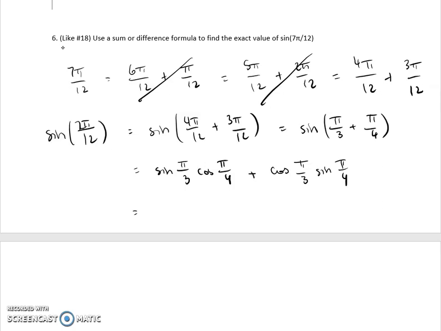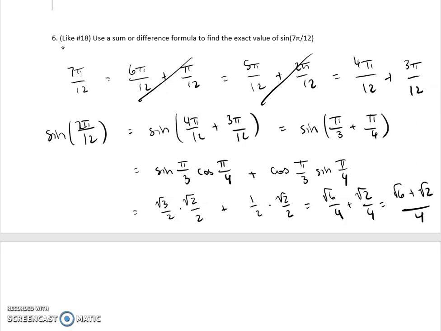So at pi over 3, sine is square root of 3 over 2. Cosine is square root of 2 over 2 at pi over 4. Cosine at pi over 3 is 1/2. And sine at pi over 4 is square root of 2 over 2. So putting this together, we're going to get square root of 6 over 4, and we're going to get square root of 2 over 4. And we can put that together, common denominator, as square root of 6 plus square root of 2 over 4.